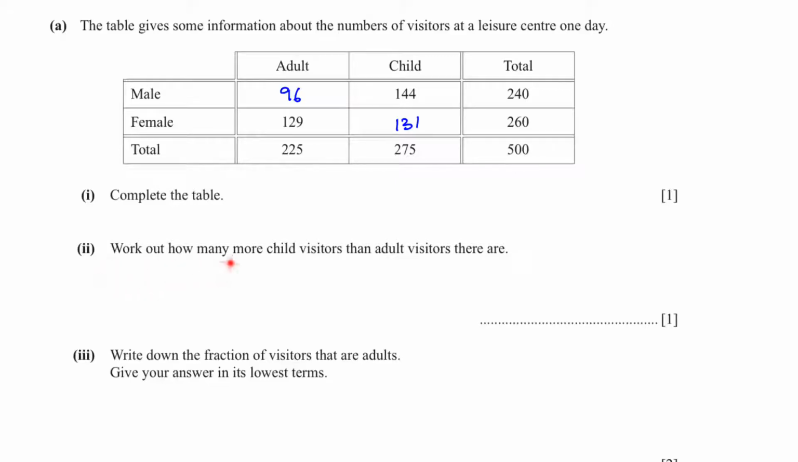Next, work out how many more child visitors than adult visitors there are. So the total number of adult visitors is 225. Children is 275. Therefore, 275 minus 225 will give us 50. A3, write down the fraction of visitors that are adults. Adults are 225 and the total number of visitors is 500. And when you put this in the calculator, you will get 9/20.